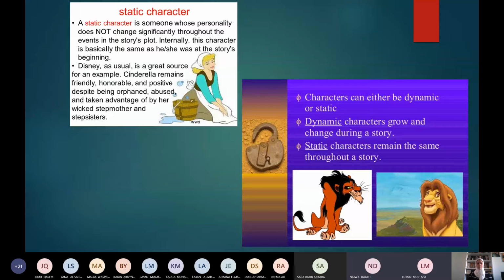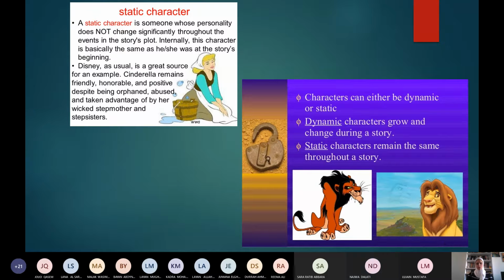A static character is someone whose personality doesn't change significantly throughout the events in the story's plot. Internally, this character is basically the same as she was at the story's beginning. Disney, as usual, was a great source for an example. Cinderella remains friendly, honorable, and positive despite being orphaned, abused, and taken advantage of by her wicked stepmother and stepsisters.